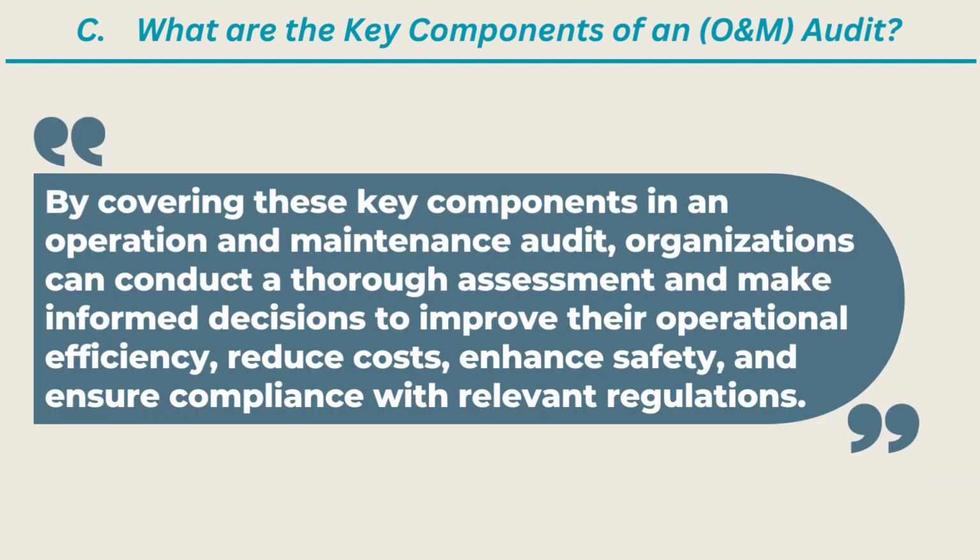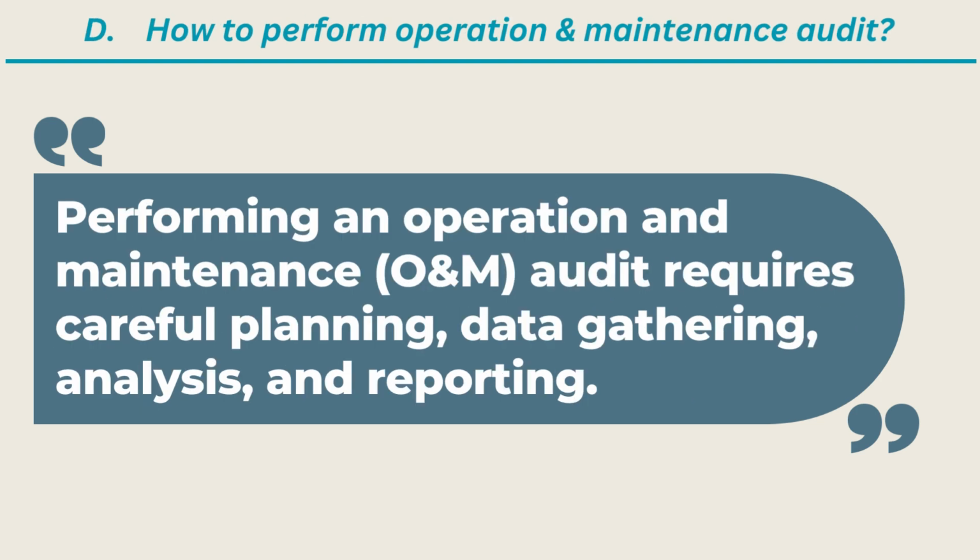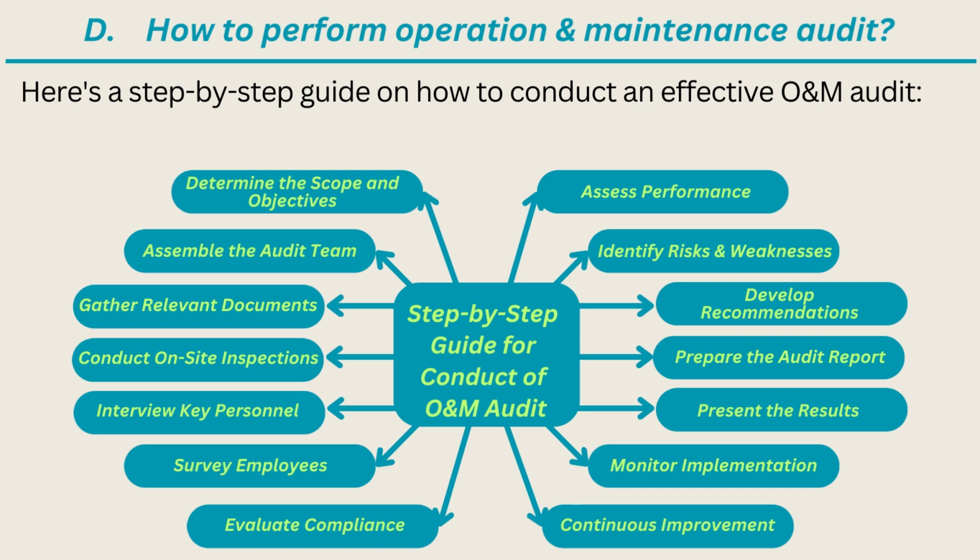By covering these key components in an operation and maintenance audit, organizations can conduct a thorough assessment and make informed decisions to improve their operational efficiency, reduce costs, enhance safety, and ensure compliance with relevant regulations. D. How to perform operation and maintenance audit. Performing an operation and maintenance (O&M) audit requires careful planning, data gathering, analysis, and reporting. Here's a step-by-step guide on how to conduct an effective O&M audit.